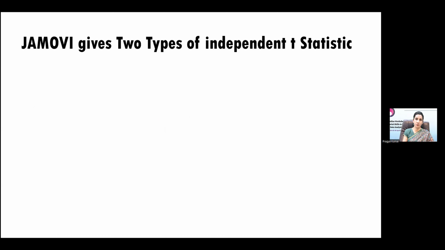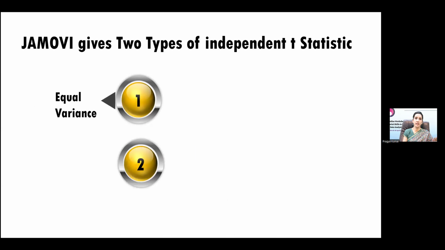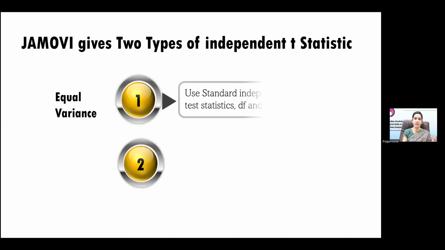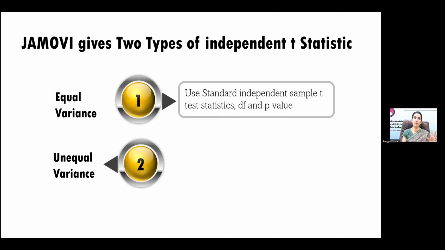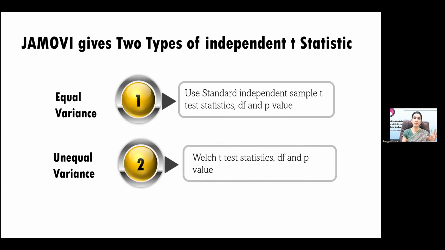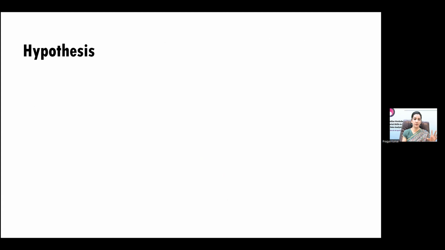So that's what I was about to tell. Jamovi gives two types of independent t statistics. The first, if there is equal variance, then you use the standard t statistic, its degrees of freedom, and the p-value. But if it is unequal variance, then you report the Welch t statistic, its degrees of freedom, and p-value.